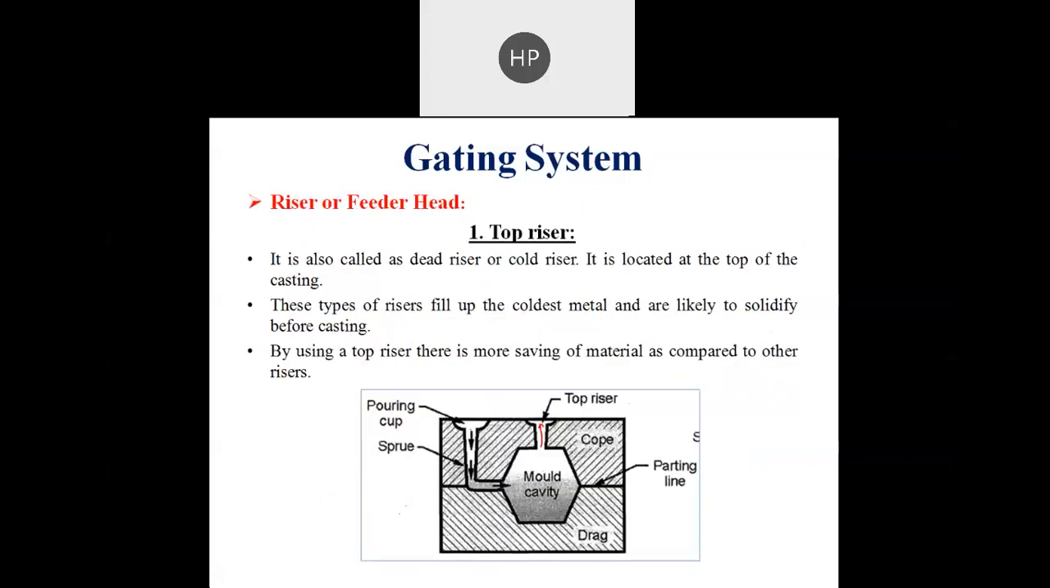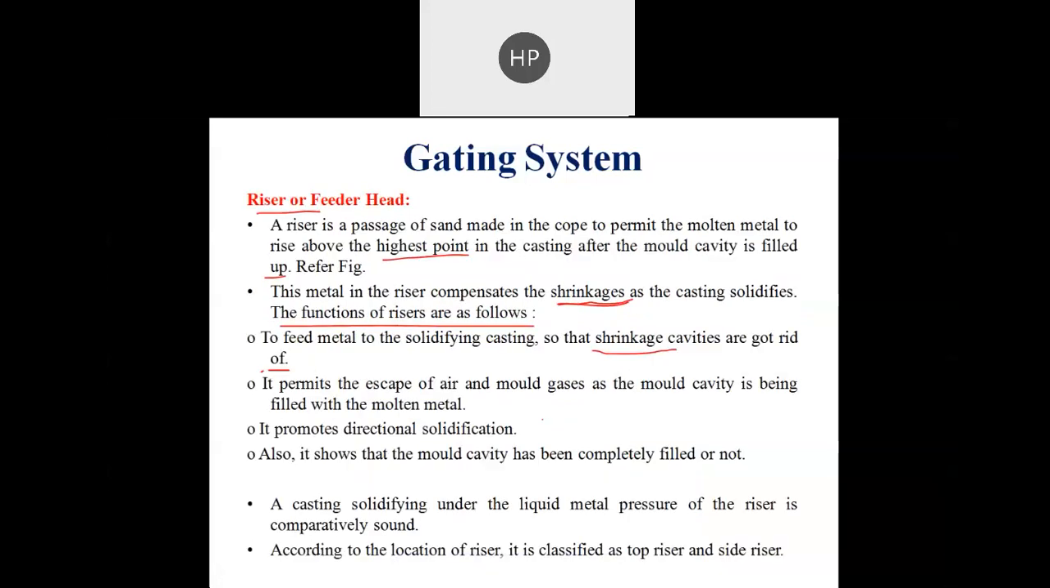Here we know that the molten metal is flowing. As the molten metal flows, whatever air is present has to escape. From where will it escape? It will escape from the riser. As the molten metal flows, whatever gas or steam will escape from this riser. So this space is also provided by the riser.